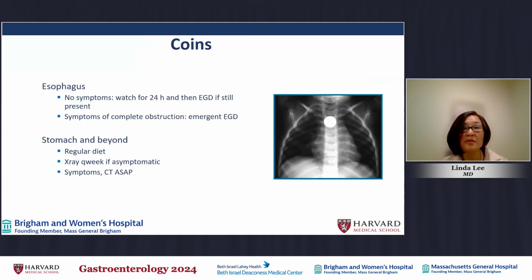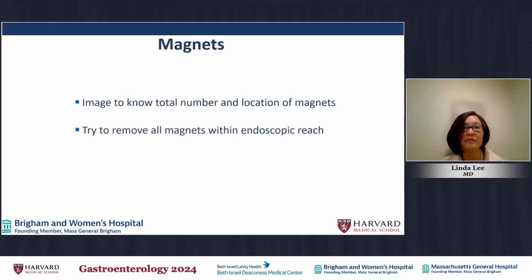For coins in the esophagus, if the patient has no symptoms, you can certainly watch for 24 hours and then do the EGD if it's still present. On the other hand, as I mentioned earlier, if there are signs or symptoms of complete esophageal obstruction, do the EGD emergently. If the coin is in the stomach or beyond, really don't need to scope them; put them on a regular diet and you can follow them.